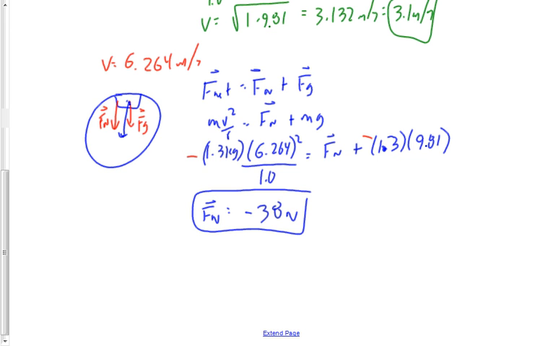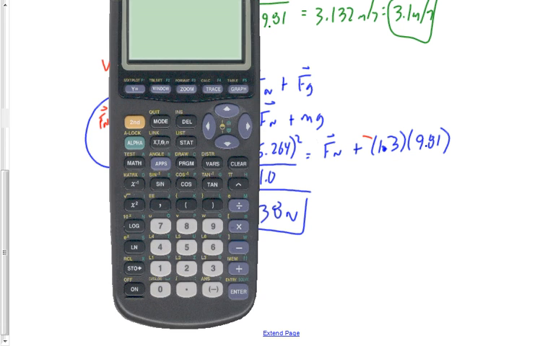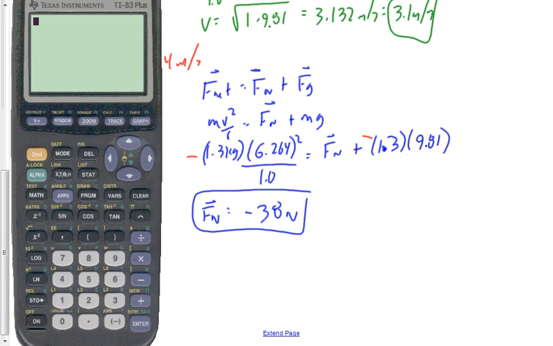Louis? Yeah. So having a little bit of trouble finding that number. Let's go through that then. Let's get the left-hand side. Let's say 1.3 times 6.264 squared, divided by 1 equals 51.009. But that's a negative number, so let's make that negative.